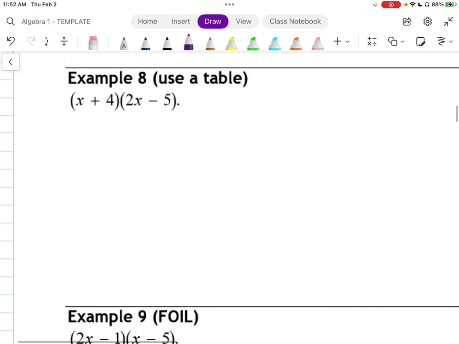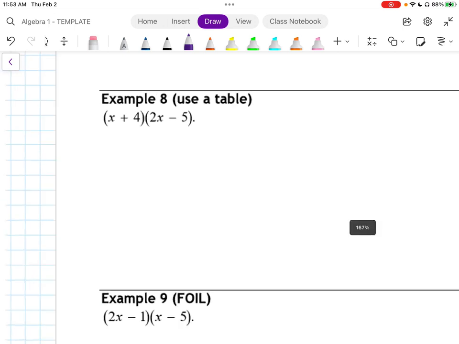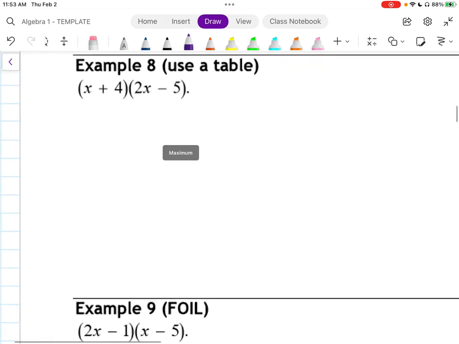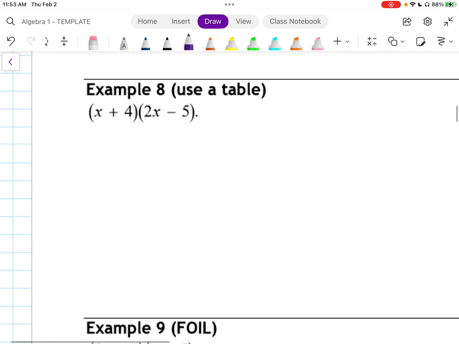Example 8. Here we have a binomial and a binomial. And in the parentheses there, I say that I want us to use a table. Now, there's different ways to do it. The common ways that people reference are using a table and then FOILing. I prefer the FOIL method. It's just kind of like fancy distributing. But the table can be useful too. So I want to show you that. If you've done Punnett squares in science, this kind of reminds me of those.